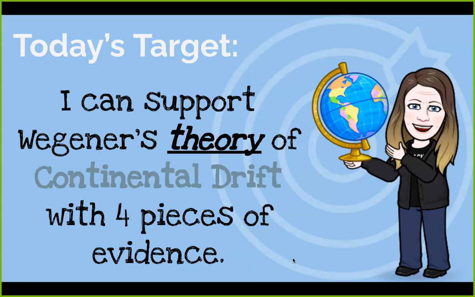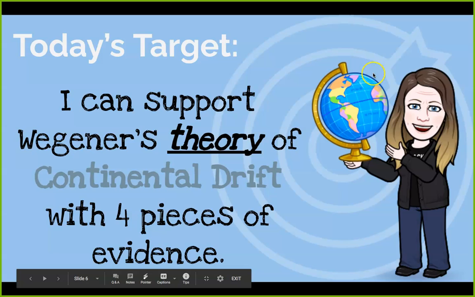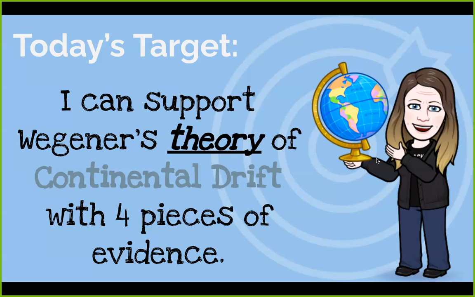All right, our target for today is, I can support Wegener's theory of continental drift with 4 pieces of evidence. So what is his theory of continental drift? Alfred Wegener was a scientist from the 1880s to 1930, and he came up with this theory that at one point, millions of years ago, all of the continents on the earth used to be together in a supercontinent called Pangaea, and that over millions of years, they've drifted apart to where they're located today, and that they're still moving.